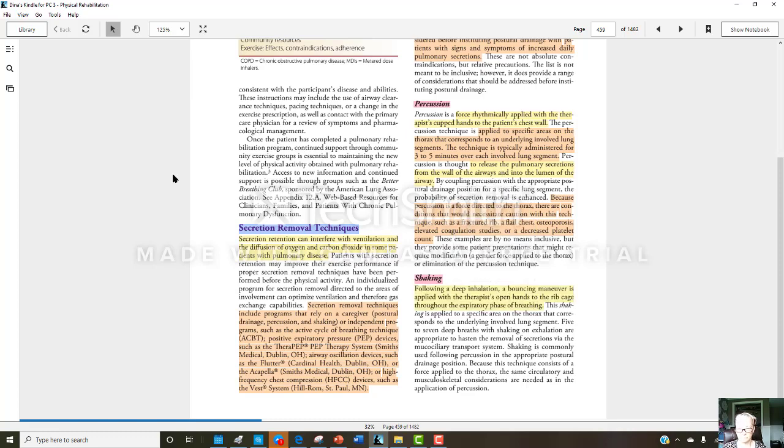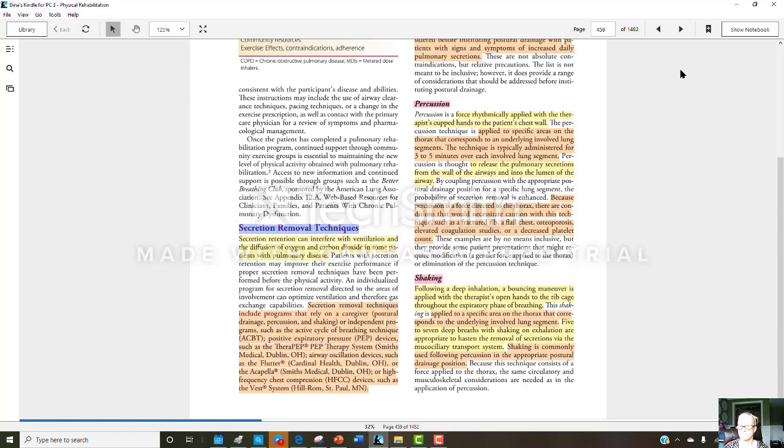5 to 7 deep breaths with shaking on exhalation are appropriate to hasten the removal of secretions via the mucociliary transport system. Shaking is commonly used following percussion in the appropriate postural drainage position. Because this technique consists of a force applied to the thorax, the same circulatory and musculoskeletal considerations are needed as in the application of percussion.